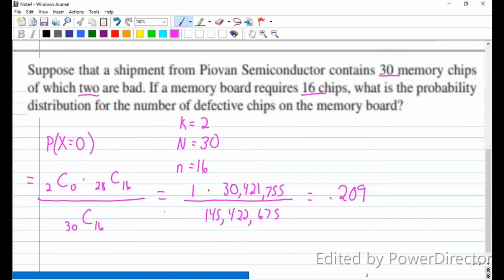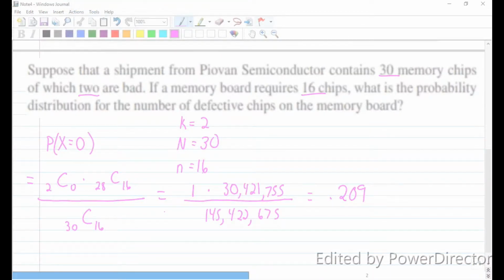Now you could do this same thing to find the probability of getting 1 bad chip, and you could do the same thing to find the probability of getting 2 bad chips. If you do all 3 of them, then that means you've done the entire distribution. Okay, I'll show you what those answers are. I think they're in your PowerPoint, but I'll put those up here.